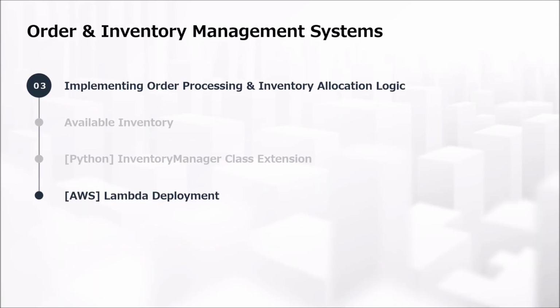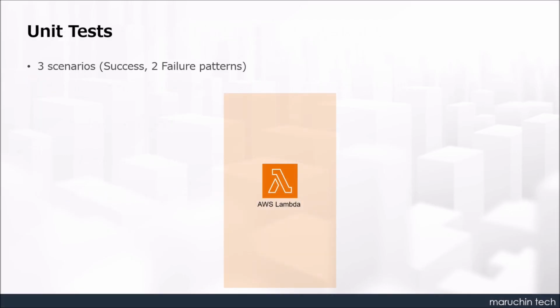Next, we will deploy the Python code to AWS Lambda and execute the unit tests. First, let me outline the unit test plan for this section. We will define 3 scenarios: one allocation success case and two allocation failure patterns.